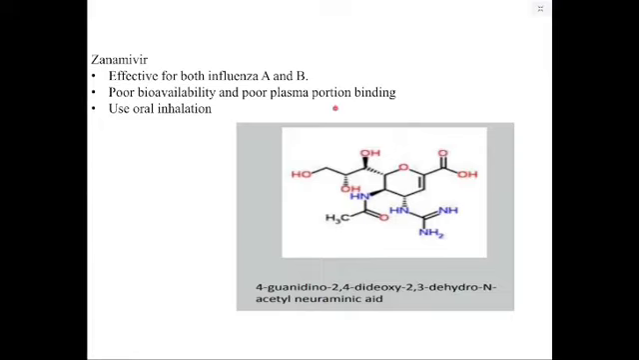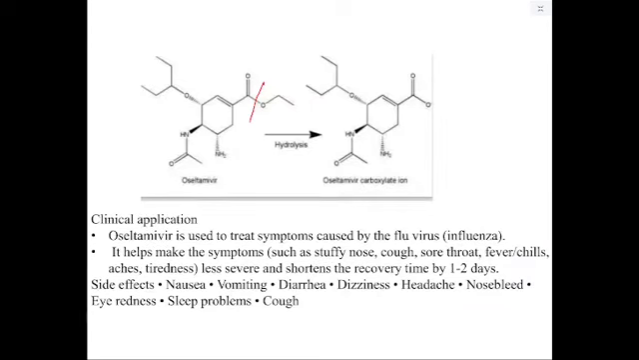Effective for both influenza A and B, it has poor bioavailability and poor plasma protein, must be plasma protein binding, and it is used as an oral inhalation. Because of the poor bioavailability, you use it as an oral inhalation. Remember, for oseltamivir, we can use it as an oral preparation. But do remember, we say oseltamivir has lesser activity or is more susceptible to resistance than zanamivir.